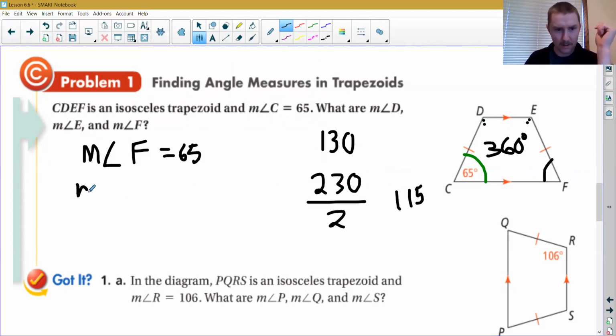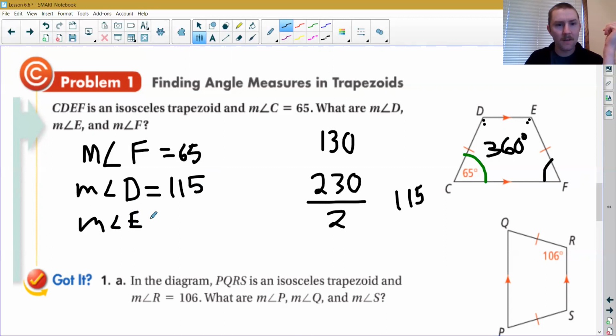So the measure of angle D, please do write your answers like this. You guys, when you're asked to find the measures of angles, I want to see measure angle this guy, okay? If you can name the angle in that way, is 115, and then we know measure of angle E is the same. Measure angle E is also 115. Okay? So that's one way to do this.